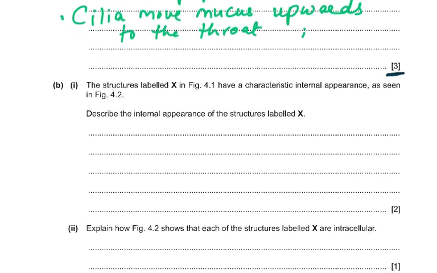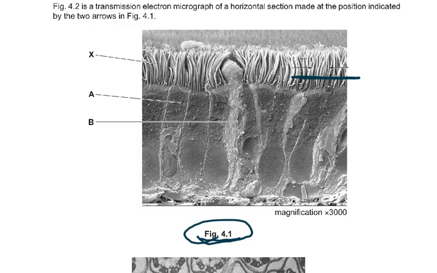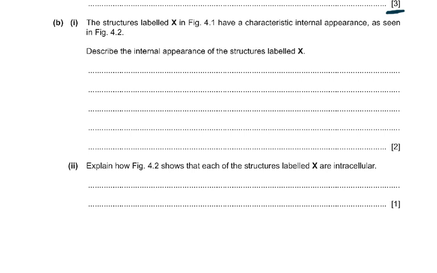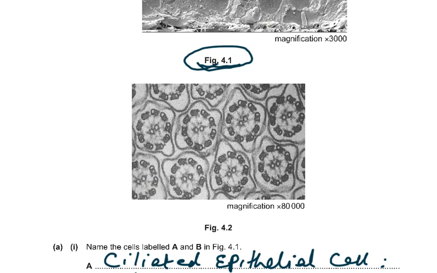Then coming to the B1, the structures labeled X in figure 4.1 have a characteristic internal appearance as seen in figure 4.2. Describe the internal appearance of the structure labeled X. The structure labeled X is the cilia, and then they refer to 4.2, and 4.2 is this structure. This is the 9+2 structure, which is made up of the microtubules, and this magnification is 80,000 times.